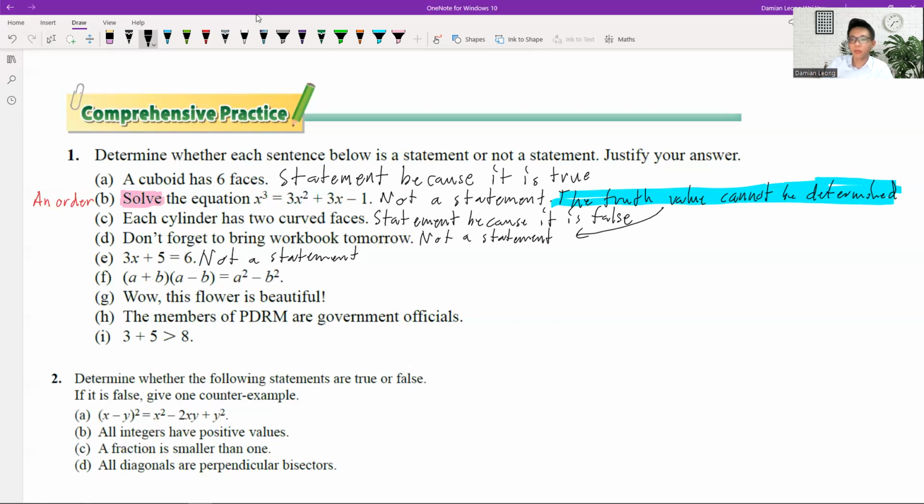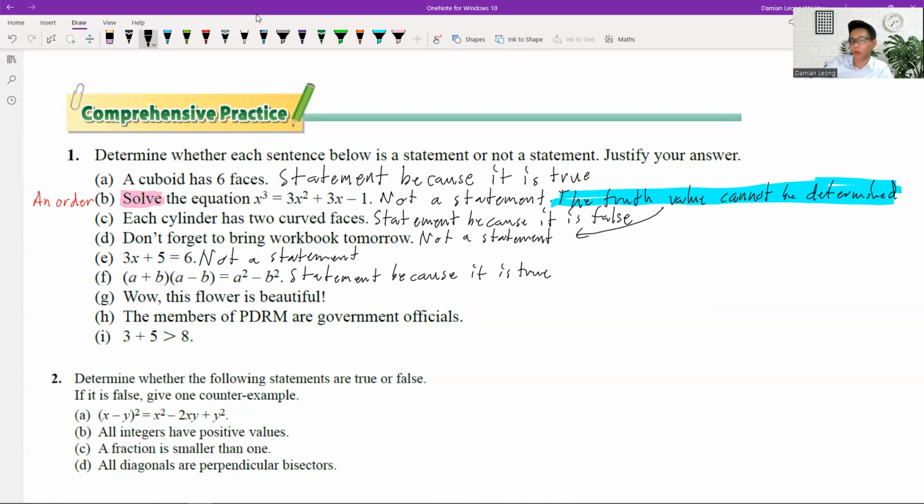Like this formula is different because when I actually multiply, I can get it in terms of A and B. So this one is a statement. Because in fact, this is a true statement. Okay. Wow, this vowel is beautiful. That's an expression. Expression is also not a statement.